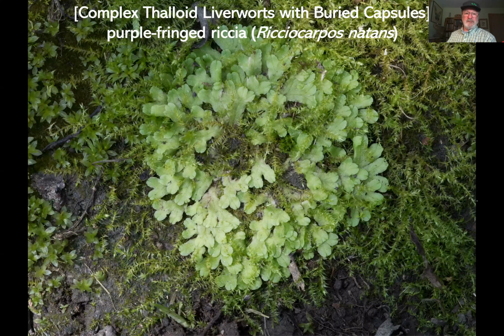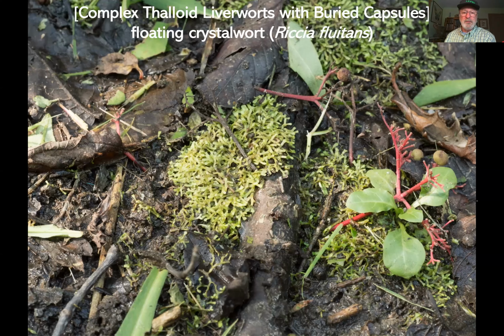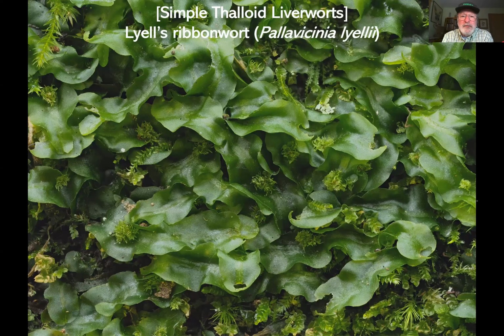Riccia fluitans, which is called floating crystalwort, is kind of reminiscent of some kind of duckweed. It's a popular aquarium plant, so that if you say Google crystalwort, you can actually buy the stuff. And Riccia fluitans, like Ricciocarpos, becomes stranded at the mud at the edge of the pond and grows kind of more densely. So now let's take a look at simple thalloid liverworts.